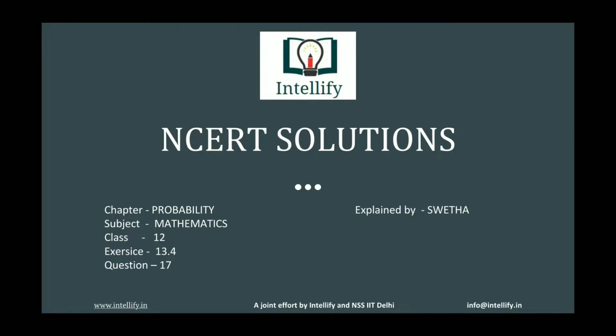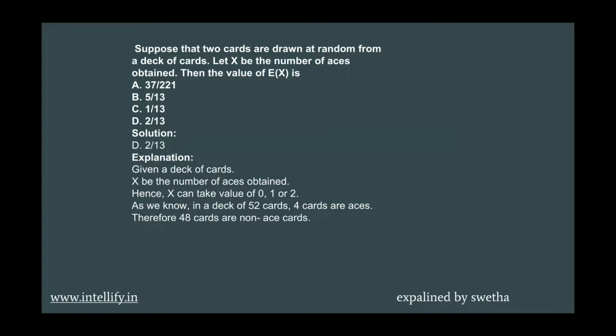In this lecture we are going to learn about probability of class 12 exercise 13.4 question number 17. Suppose that two cards are drawn at random from a deck of cards. Let X be the number of aces obtained. Then the value of E of X is. Some of the options given were 37 by 2, 21, 5 divided by 13, 1 by 13, 2 by 13.